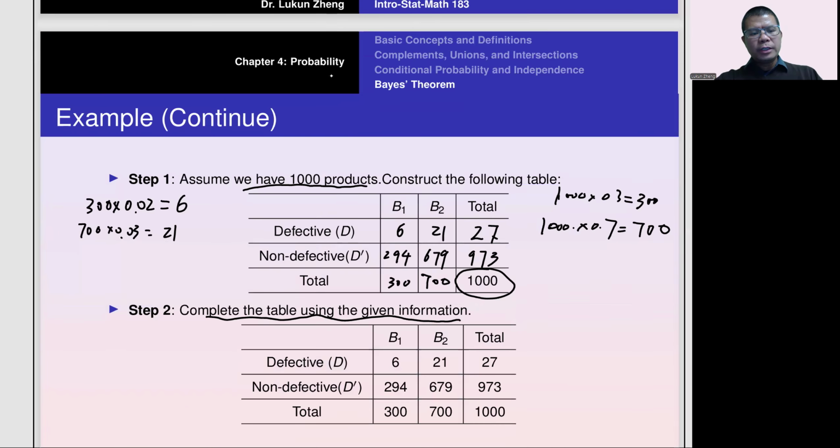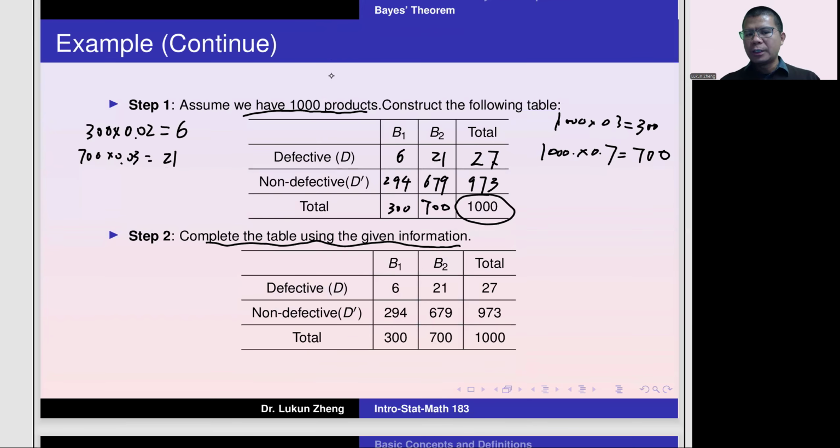We can also solve this one using a table if you want. Assume there are 1,000 products. Build this table and complete all these cells based on the information you have. 30% are made by B1 and 70% by B2, so we got 300 and 700. The defective rate is 2% for B1 and 3% for B2, so you have 6 and 21, and the total is 27. And you finish all of this.